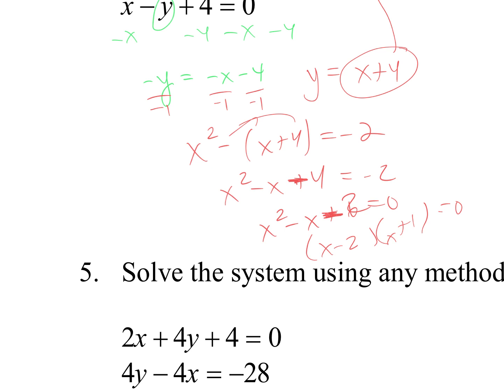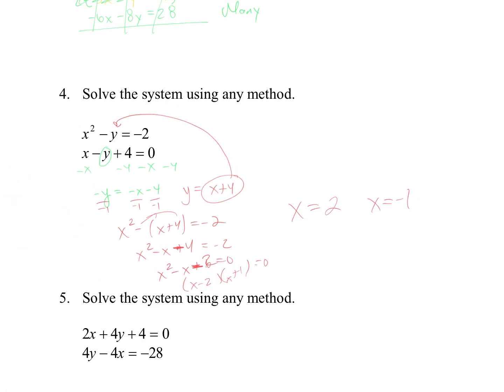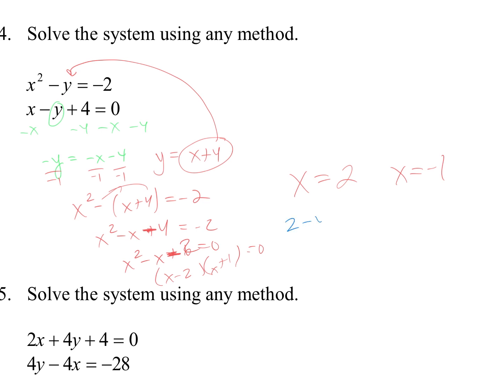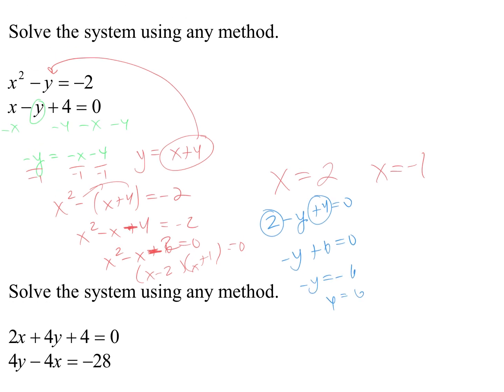You guys agree? All right, so my two x values are x equals positive 2 and x equals negative 1. Now, what do I do with those two x values to figure out what the y's are? You plug it in. Does it matter which equation we plug it into? No. I'm just going to use the bottom one. So I'm going to say, okay, I have 2 minus y plus 4 equals 0. What's 2 plus 4? 6. So negative y plus 6 equals 0. So if we move 6 to the other side, negative y equals negative 6. What does y equal? So this first ordered pair is 2, 6.